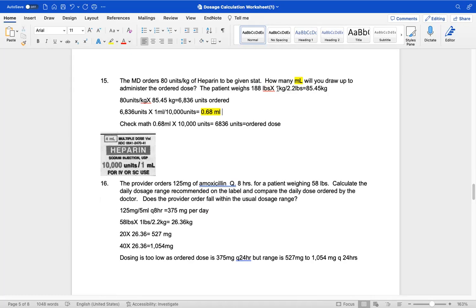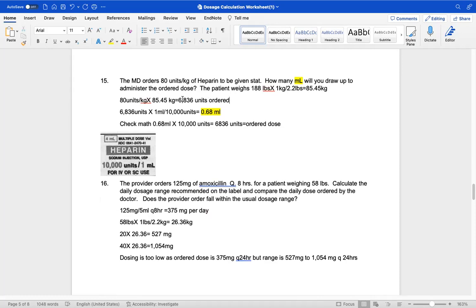To convert that weight, we've got to take that 188 pounds divided by 2.2. That gives us 85.45 kilograms. Now we can start working in on the problem. The ordered dose is 80 units per kilogram, so we come down here and write 80 units per kilogram. Now we're going to multiply that by the answer we just got for weight, which is 85.45 kilograms. Your kilograms on top here cancel out the ones on bottom here. That gives us the units that we're looking for.